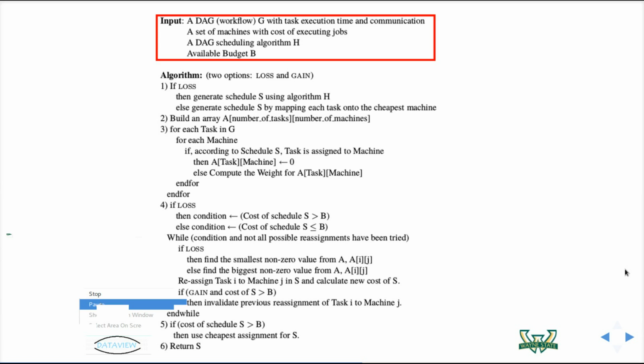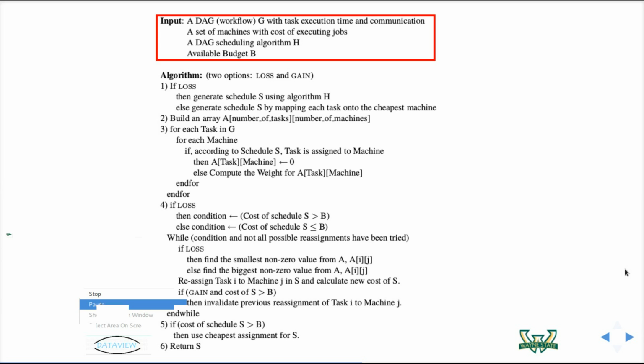We have two approaches for computing the weight. One of them is called loss and the other one is called gain. And depending on the choice for the initial assignment, we will use one of them. If we use loss, the initial assignment is produced by an efficient DAG scheduling algorithm, like the heuristic algorithm. Otherwise, if we are using gain, the initial assignment is provided by allocating tasks to machines where the cost will be the least. I mean, we use the least money, so this assignment is called the cheapest assignment.